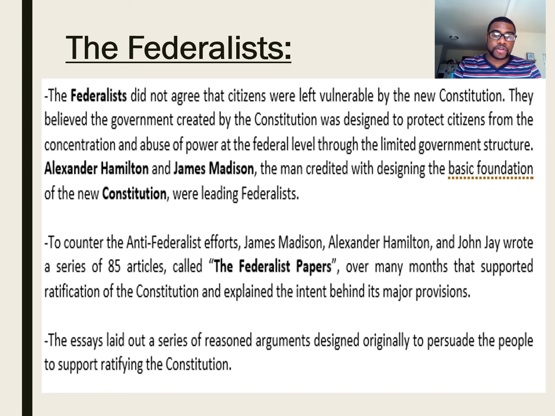leading Federalists. To counter the Anti-Federalist efforts, James Madison, Alexander Hamilton, and John Jay wrote a series of 85 articles called the Federalist Papers, over many months, that supported ratification of the Constitution and explained the intent behind its major provisions. The essays laid out a series of reasoned arguments designed originally to persuade the people to support ratifying the Constitution.